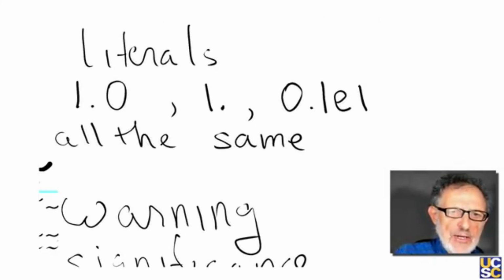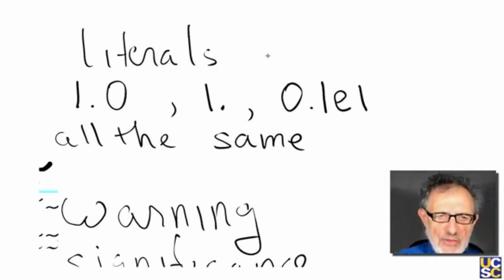Finally, we have to know how to write literals or constants. And here are three ways to write the constant 1. If you write down 1 without a decimal point, that's going to be the integer literal. And we're going to see later, when mixing types, this can be very important.